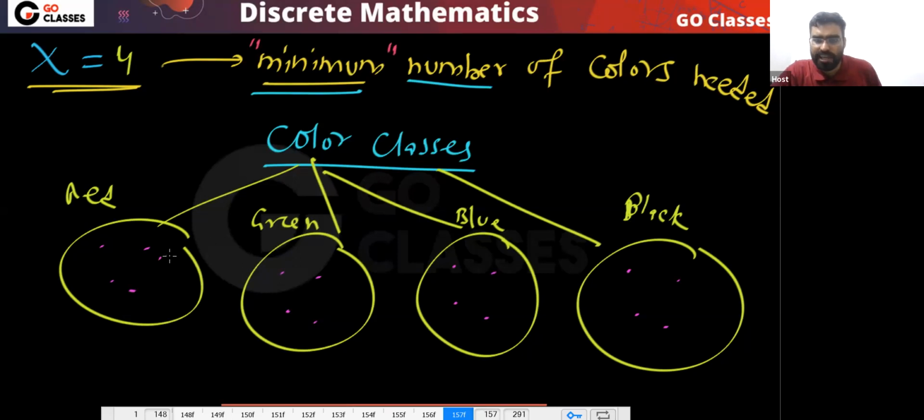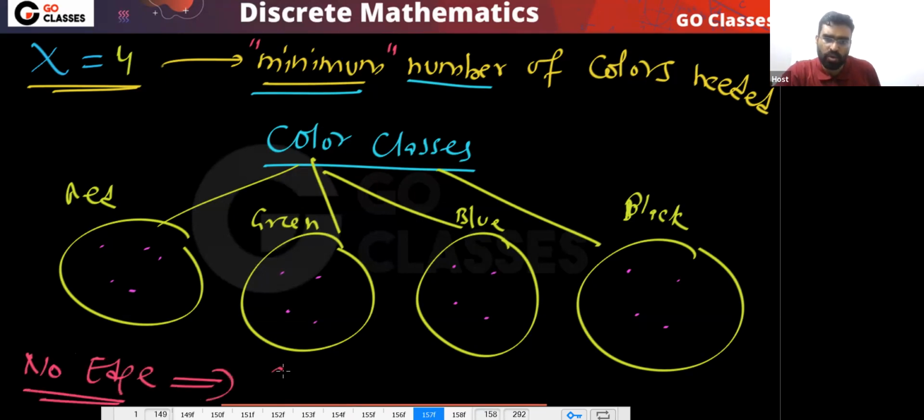So let's assume there is no edge. Then the chromatic number should be 1. Okay, so there is a contradiction. If you don't have any edge, then there is a contradiction. No edge implies contradiction.